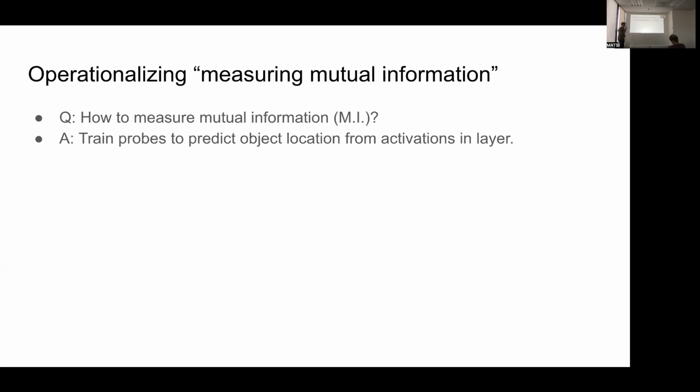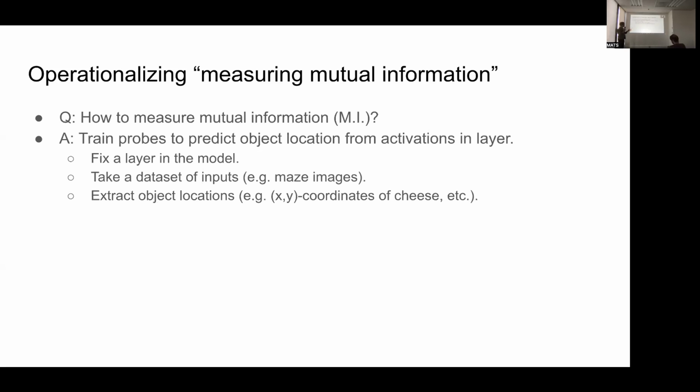The way we're going to do this is we're going to train simple probes to predict things like object locations from the activations in a given layer. So we fix a layer in the network. We take a data set of inputs. In this case, it's going to be images of the maze.